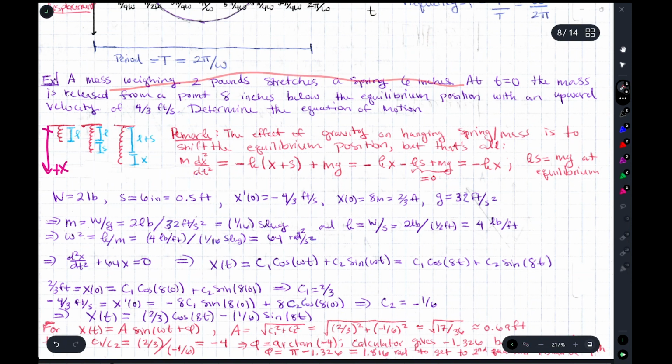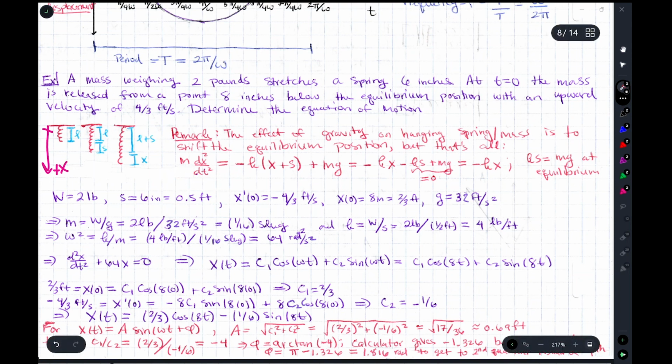Well, this problem is giving us a hanging mass, and one may wonder, hey, we've looked at Hooke's law before with a mass that just translates left to right. What's the effect of gravity? We'll get an extra term in our differential equation. Well, it actually turns out to just shift the equilibrium position, but beyond the lower equilibrium position, you may ignore the effects of gravity.